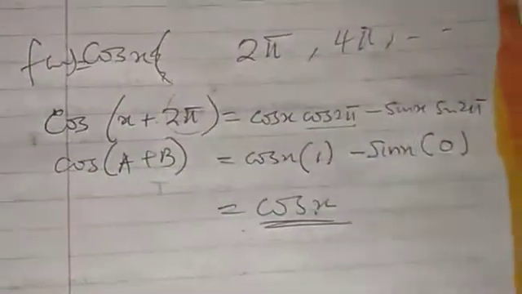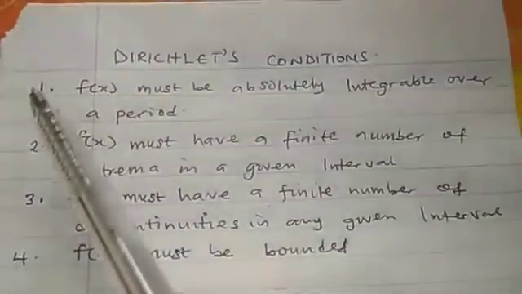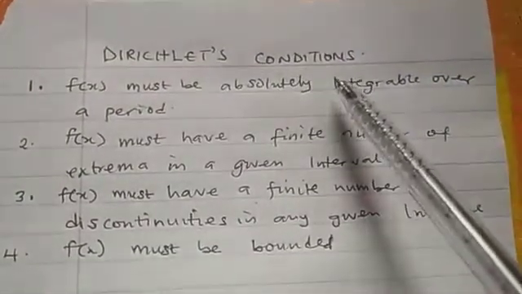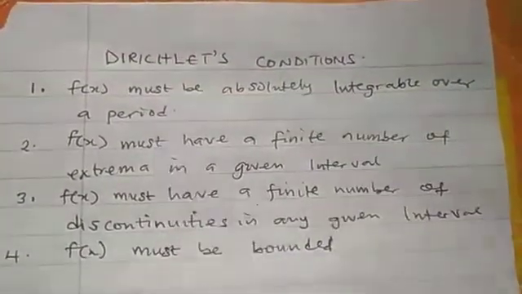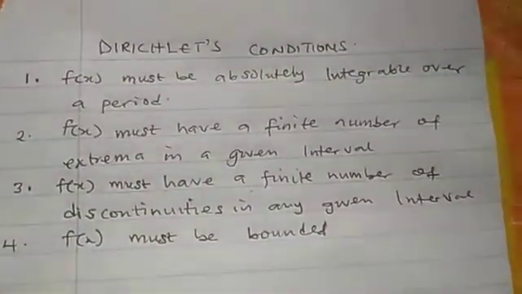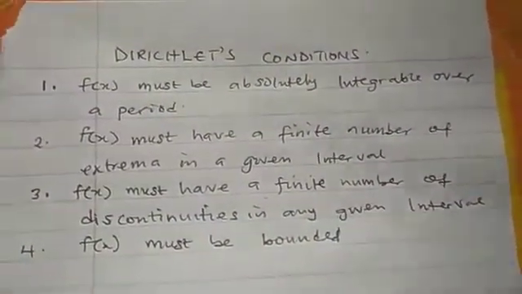Now let's consider a condition that a function must satisfy before you can expand it as a Fourier series. The condition is called the Dirichlet condition. The first one is that f of s must be absolutely integrable over a period. What that simply means is that when we put an absolute value or modulus or magnitude in an integration, this is what it means.